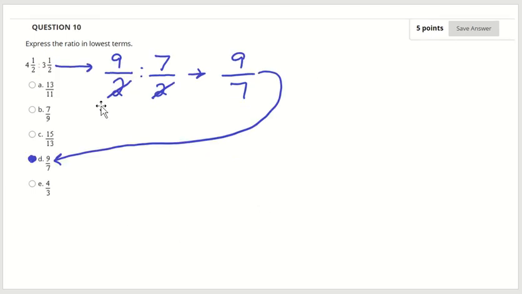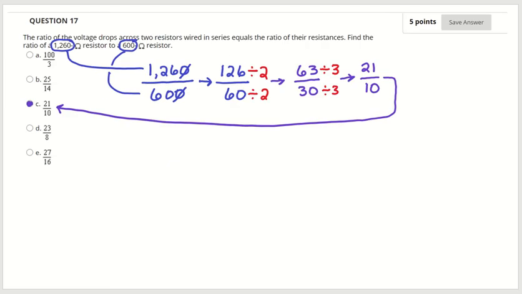Question number 10, here we have 4.5 to 3.5. We'll convert both those to fractions, which will be 9/2, 7/2. Common denominator gets crossed out. Now we're just left with 9/7, and there's the correct answer there.